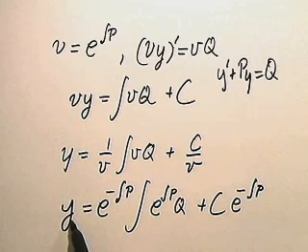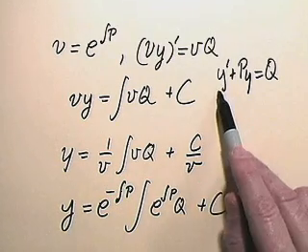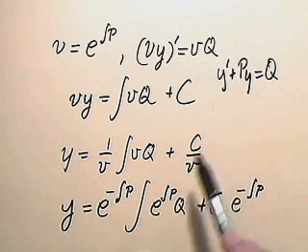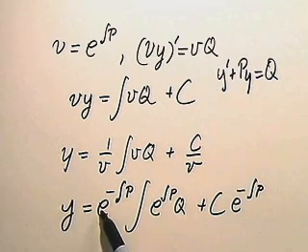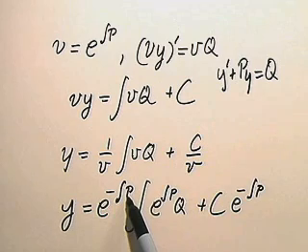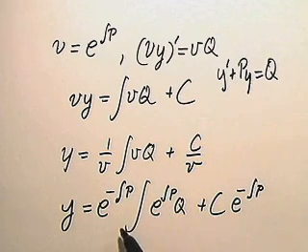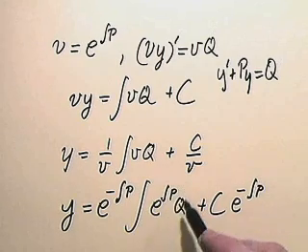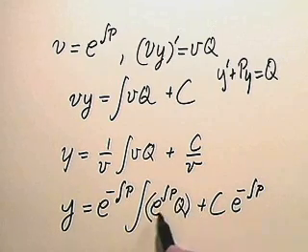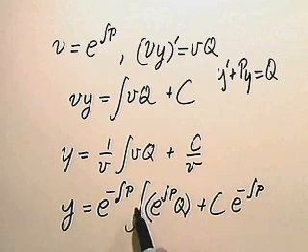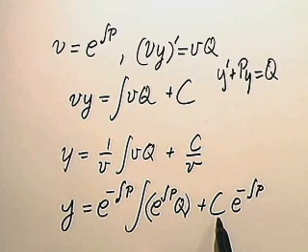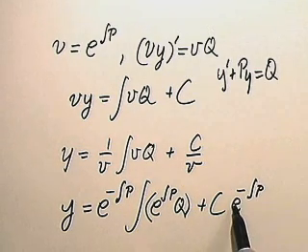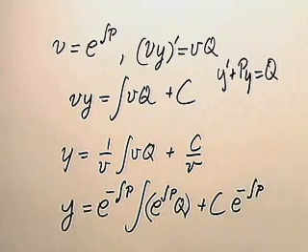So we can write the solution in general of the first-order linear differential equation y prime plus py equals q as y equals e to the negative antiderivative of p times the antiderivative of e to the antiderivative of p times q. In other words, all that product is to be anti-differentiated here, plus an arbitrary constant of integration times e to the negative antiderivative of p.